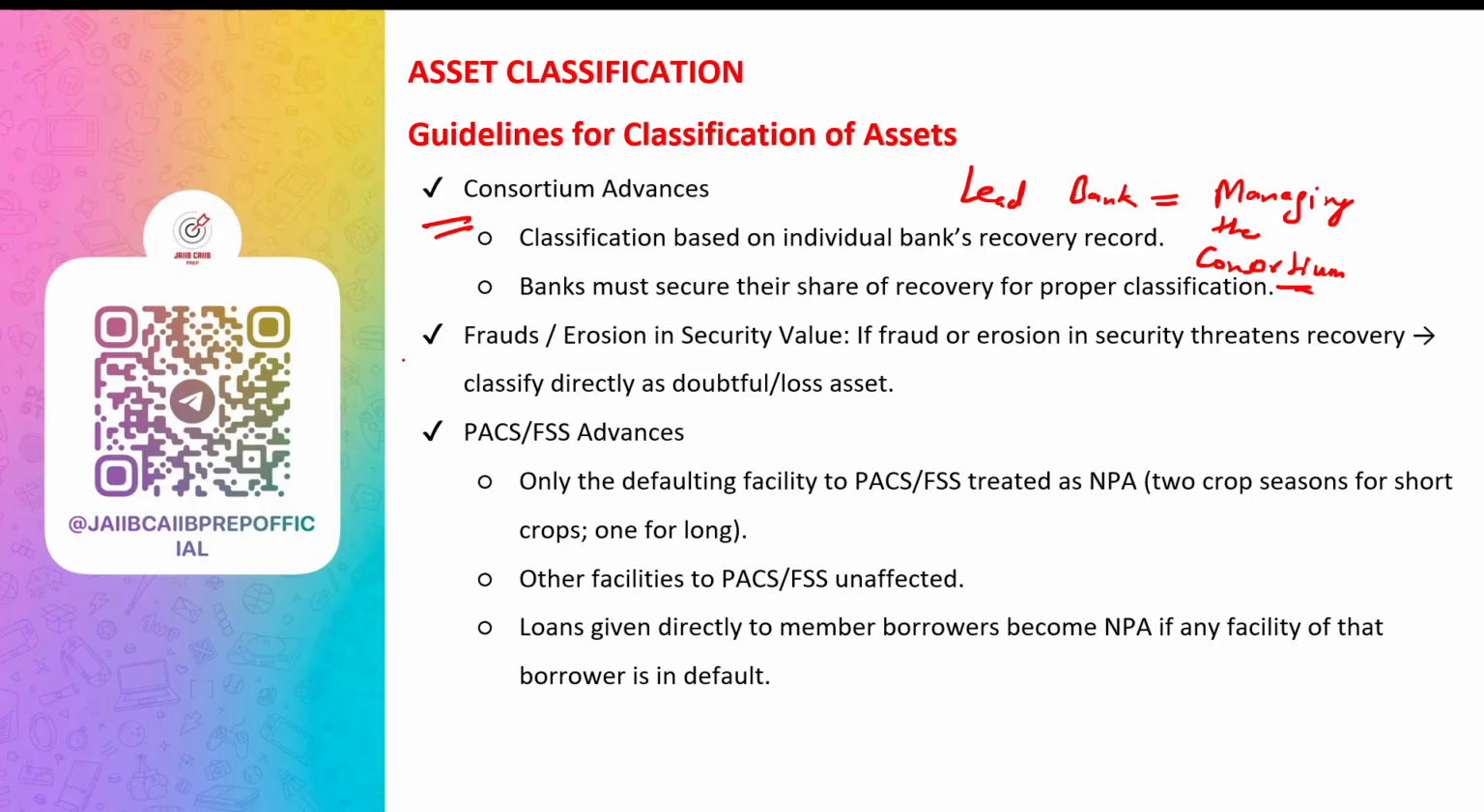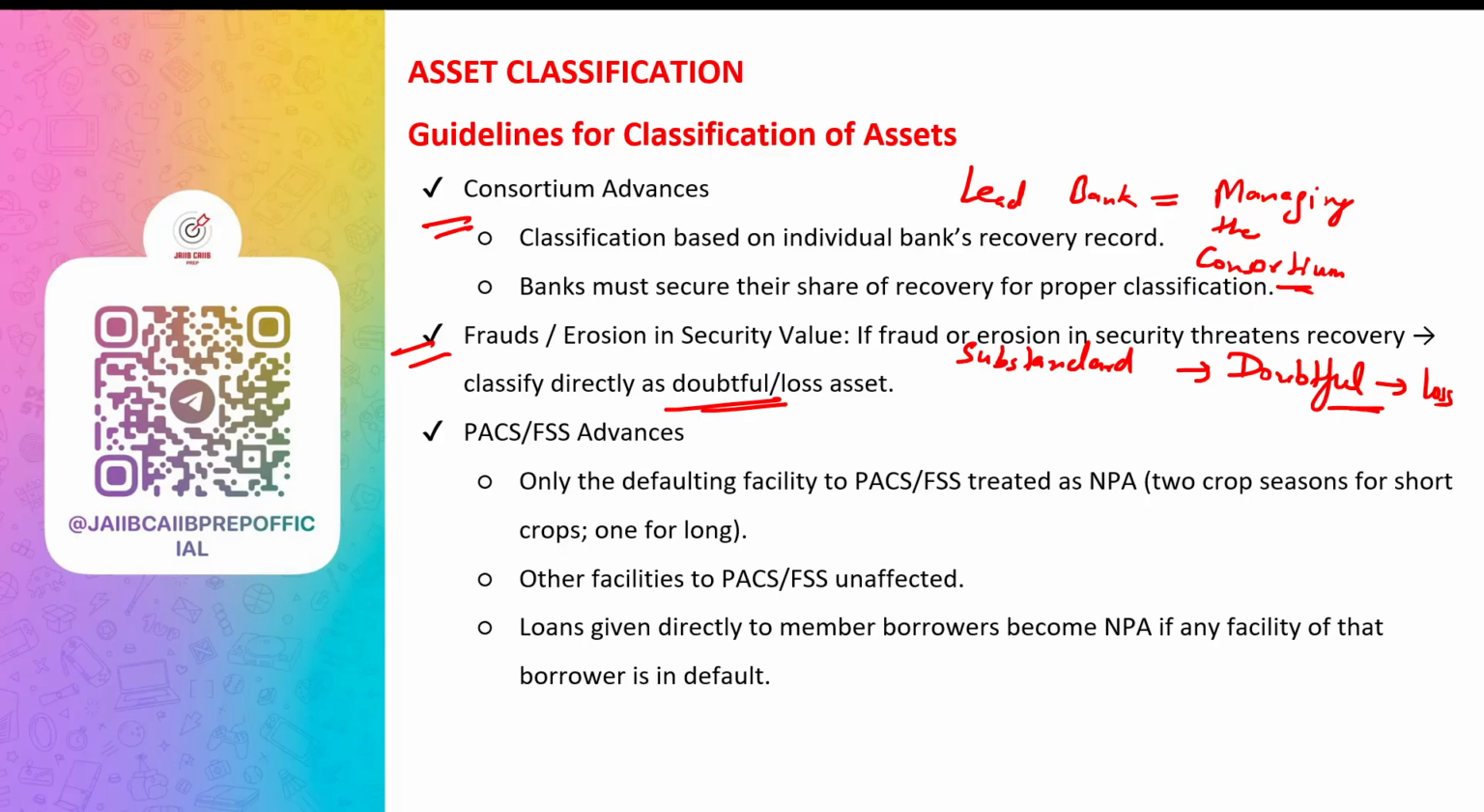Accounts where security values erode due to fraud. Sometimes the borrower commits fraud or the value of security collapses so much that the recovery becomes doubtful. In such cases, banks should not wait for the loan to pass through the usual stages. What is the usual stage? Substandard, doubtful, and loss. So this is the usual stage. The bank should not actually wait for these stages. Instead, the account should be straight away classified as a doubtful or loss asset.